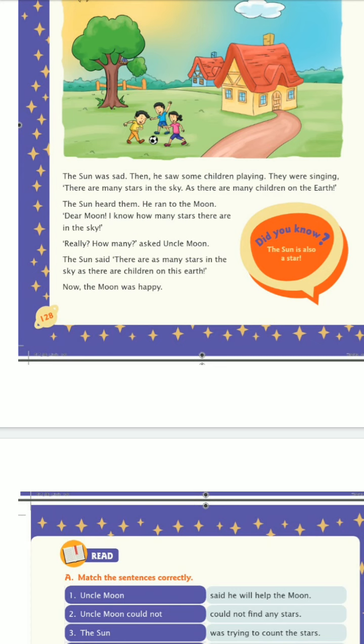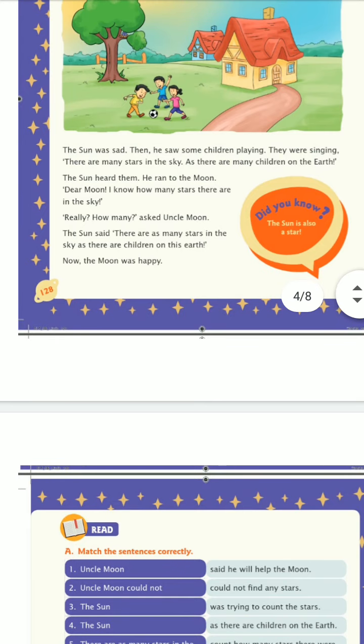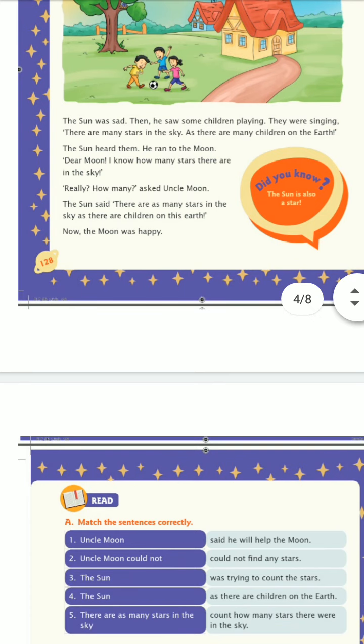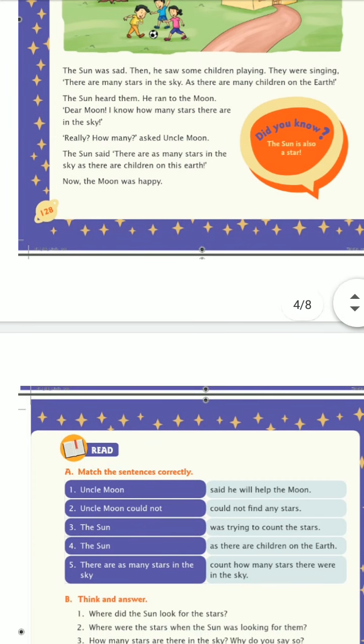The sun told him the answer, that the number of stars in the sky is equal to the number of children on the earth. As many children as there are on the earth, a similar number of stars are there in the sky. So now the moon was happy. At that time the moon got the answer that the number of stars is equal to the number of children on the earth. So he was very happy after that, because he got the answer.